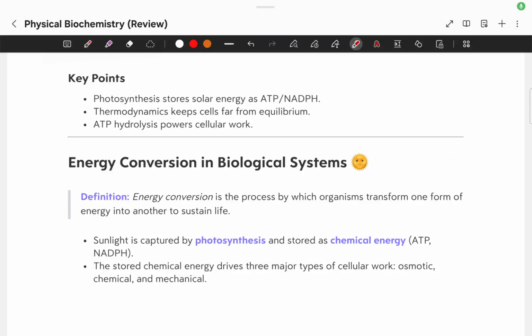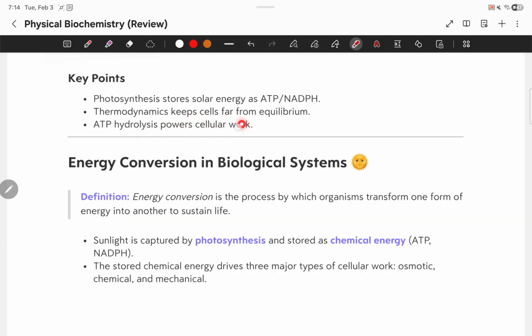Okay, so basically, this is CH350 biochemistry. I'm just going to do a physical biochemistry review. This is going to be the first chapter before we head on to new material. This note is going to cover energy conversion, types of cellular work, thermodynamic laws, redox chemistry, and ATP synthesis. The key point of this lecture is that photosynthesis stores solar energy as ATP or NADPH.